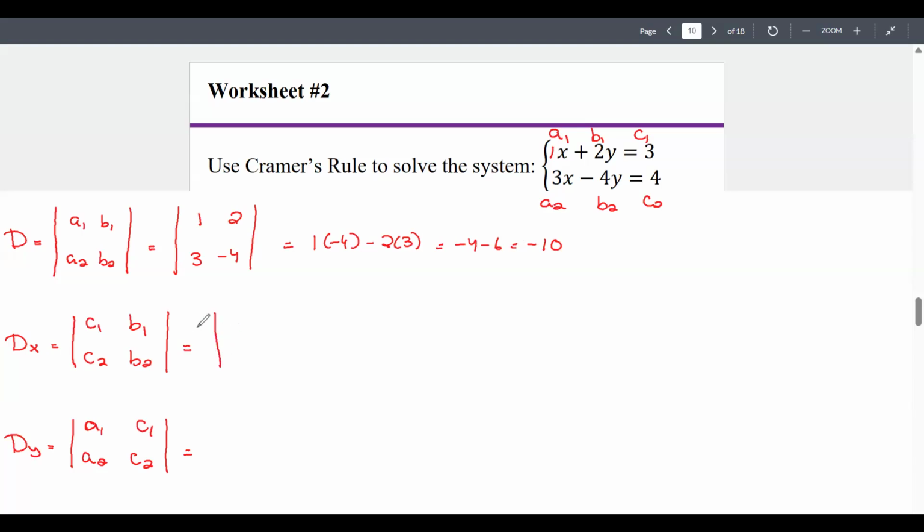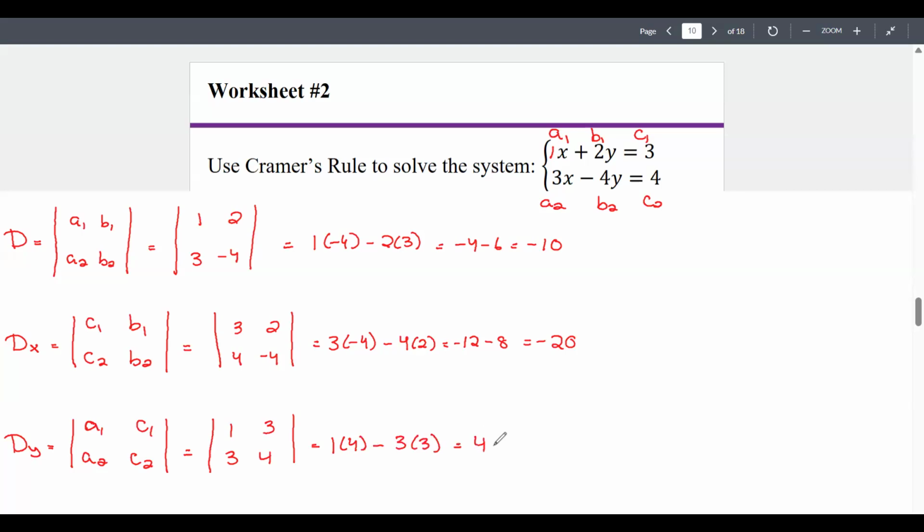So your Dx, that's going to be your C's, then your B's. So 3, 4, 2, -4. Do the determinant. So we got 3 times -4 minus 4 times 2. That's -12 minus 8. This ends up being -20. And then for Dy we have the A's and the C's. So 1 and 3, and then 3 and 4. So we get 1 times 4 minus 3 times 3. 4 minus 9 equals -5.